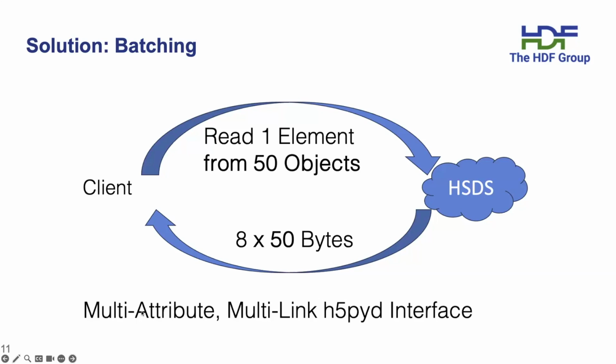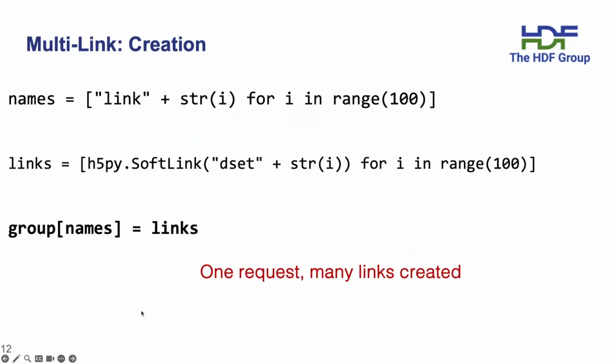And so the 2 areas where this approach is used in the new interface are the multi-attribute and multi-link interfaces in the h5pyd wrapper for HSDS. I'll start off by talking about the multi-link interface.